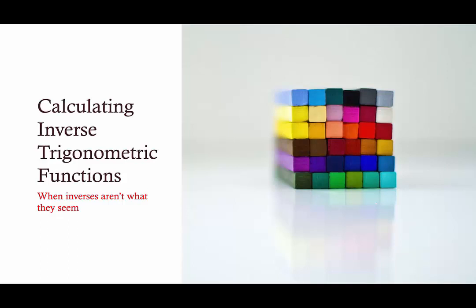In this video, we are going to look at calculating inverse trigonometric functions when inverses aren't what they seem. Very ominous warning right there in the title. Well, what I'm referring to is there's a truth about a function and its inverse, and that is when we look at the composite function. So if we look at f inverse of f of x, the final answer should be x. But that only works when x is in the domain of f and in the range of f inverse.